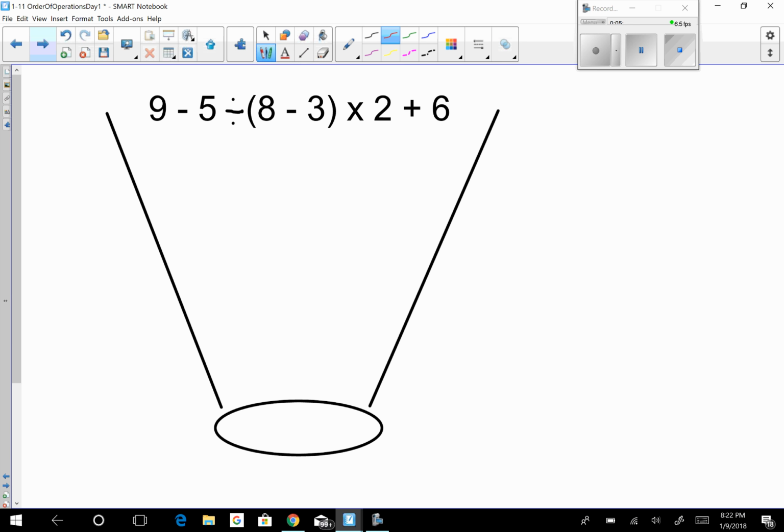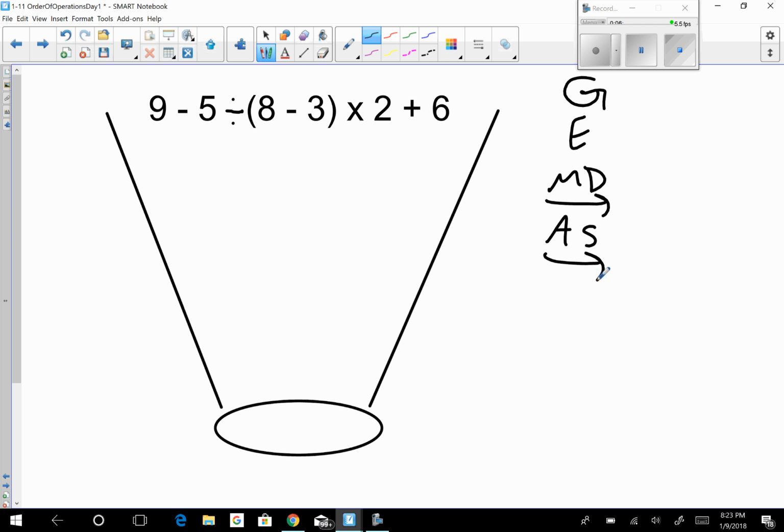Okay, next example. Okay, we have 9 minus 5 divided by 8 minus 3 times 2 plus 6. I kind of think of the minus and the plus signs as like stop signs. They're like helping separate out different parts of the problem that you have to do. So you can think of it like that a little bit. So we're going to write down GEMDAS. Okay.